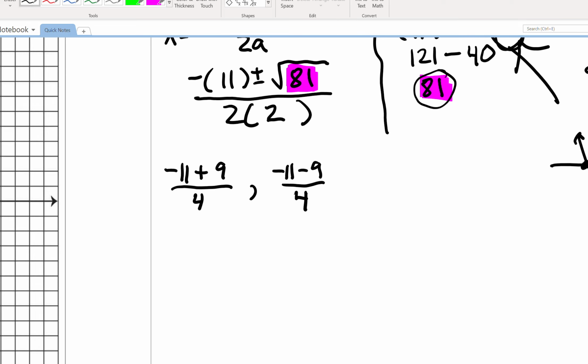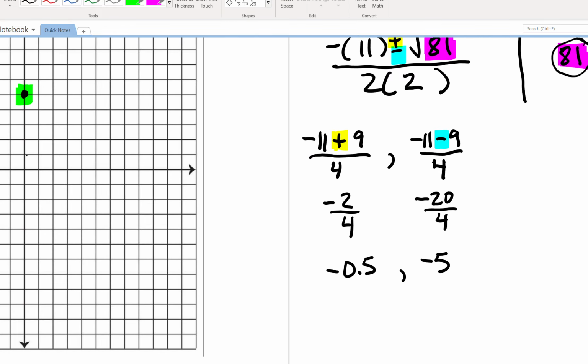This is my positive value, and down here, this is my negative value. And so that's what gives us the 2 numbers, one plus and one negative. This would give me negative 2 over 4, and if you do that division, that's negative 0.5. And this one, negative 20 over 4, and that would give us negative 5. And so those 2 values are my x values.